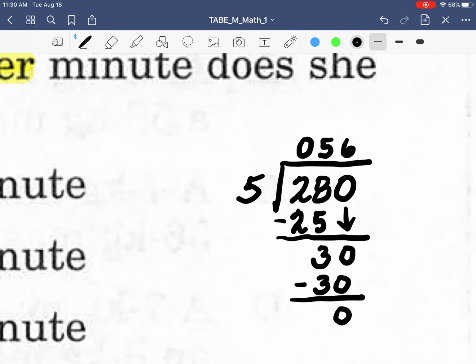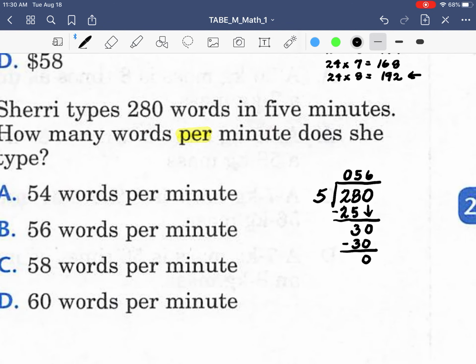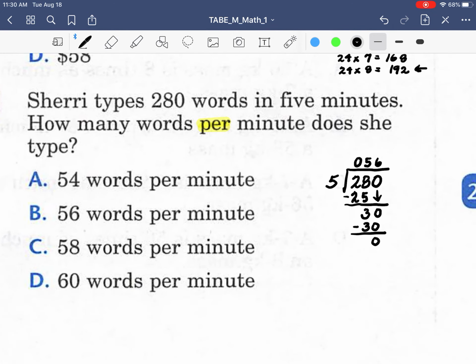I show you that just to show you that that saves time on a test. Let each finger be worth the divisor, and you can use your fingers to count up without having to list multiples. If it's easier to list the multiples, go for that. That's perfectly fine. But that's just a little bit of a time saver.